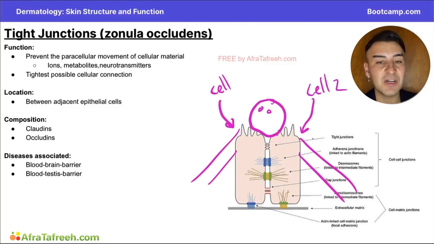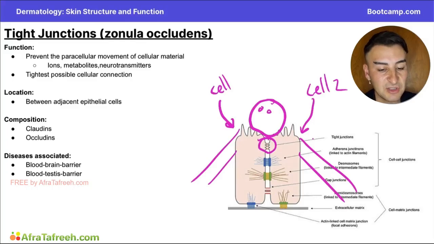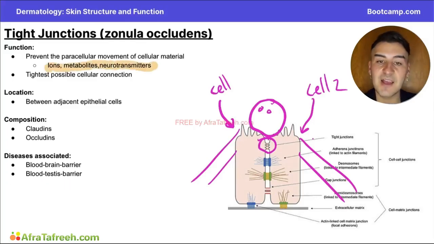So let's start off by talking about tight junctions. Tight junctions, which I'm circling here, are analogous to cellular zippers. They are extremely tight junctions, so tight that they prevent the transit between cells of ions, metabolites, and other things like neurotransmitters.